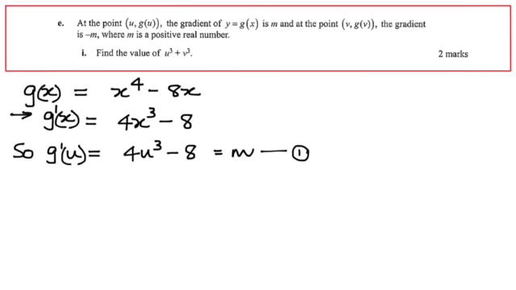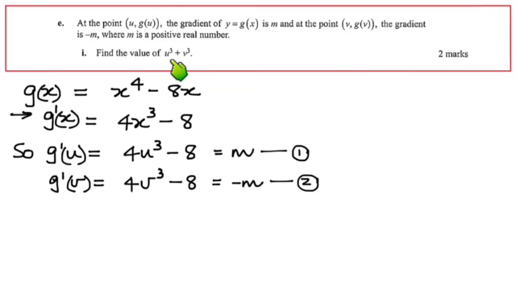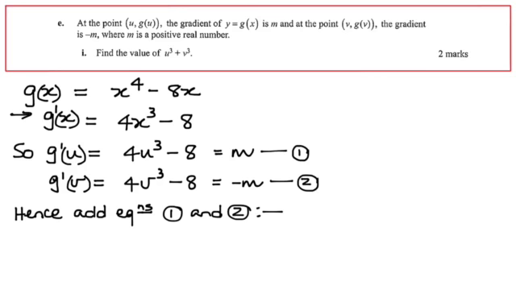Let's do the same thing for v and see where that takes us. So we know that g dashed of v would be 4v cubed minus 8, and apparently that's equal to minus m. Now, look, guys, can you see this thing here, right? Well, look, there's a u cubed, there's a v cubed. So why don't we just bite the bullet and add these two equations up, and then that should get us what we want, I think. So there you go. Oh, look at that.